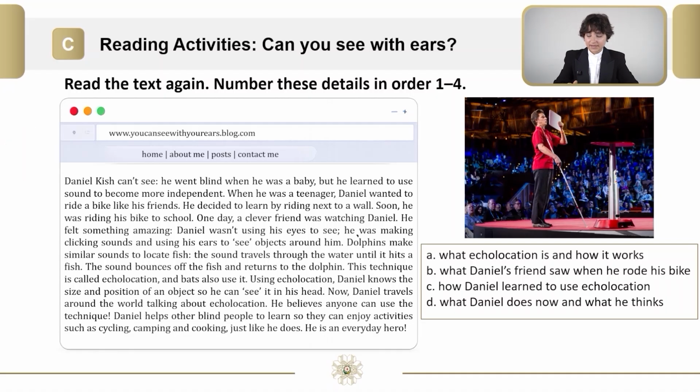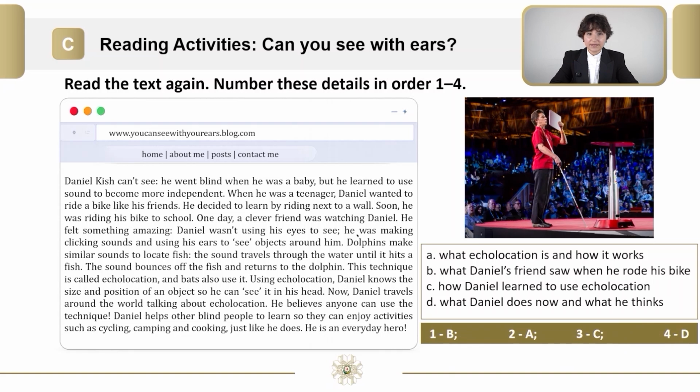Welcome back. So let's check your answers. The first is B. First we learned what Daniel's friend saw when he rode his bike. The second is A. What echolocation is and how it works. The third, how Daniel learned to use echolocation. And the last one, we learned about what Daniel does now and what he thinks. Well done.